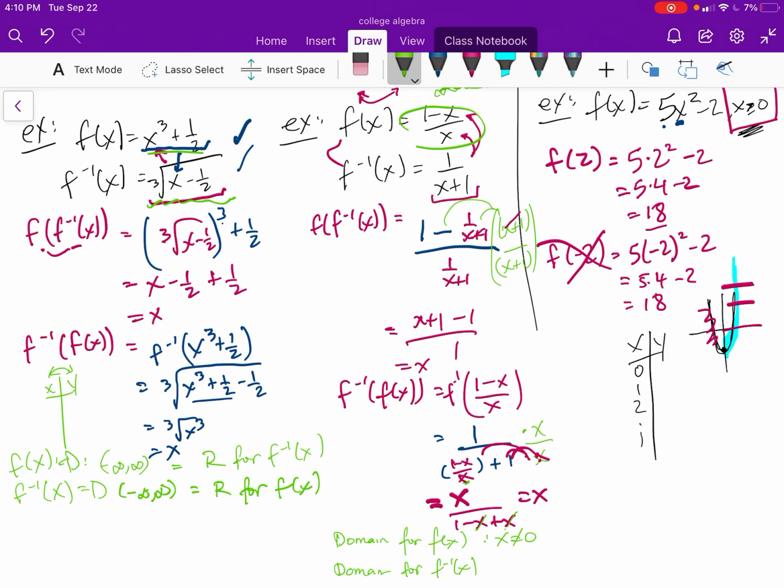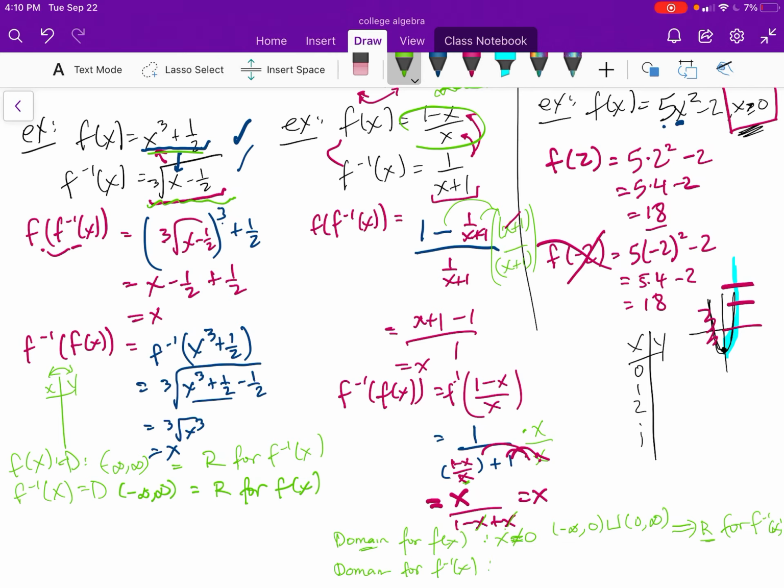Often we want interval notation. I am perfectly fine with you just saying x is not 0. In interval notation though, negative infinity to 0, union 0 to infinity, same thing. And that domain is the same as the range for the inverse, because we changed x and y, right? If we change this domain to this range, then they'll have the same restrictions.